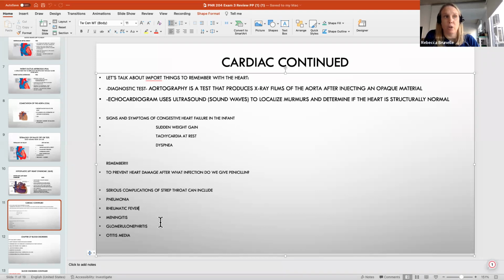It can cause glomerular nephritis, which is the kidney damage you get after a strep throat, otitis media, meningitis, and pneumonia. So I would remember all of these as being associated with strep throat, and you prevent rheumatic fever in particular by making sure that the strep throat is adequately treated with a penicillin.